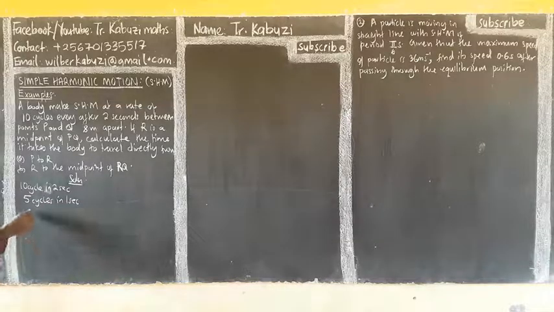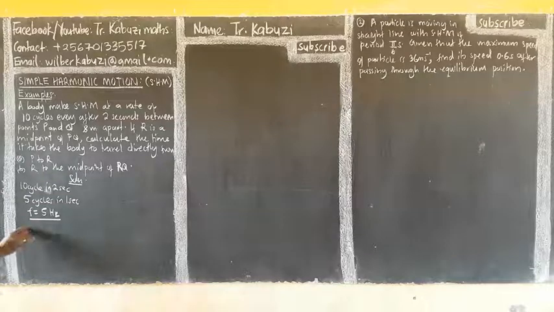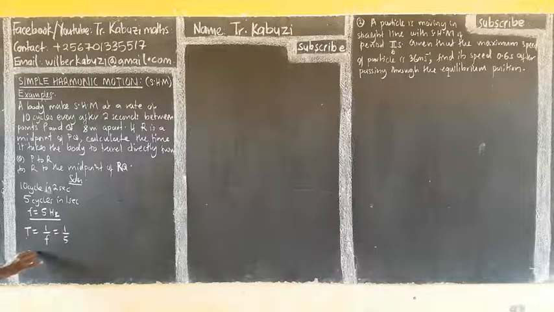So from here, our f is going to be 5 hertz or per second. And now that we have frequency, we can definitely get our period. The period is always given by 1 over f, which will be 1 over 5. So our period is going to be 0.2 seconds with ease.